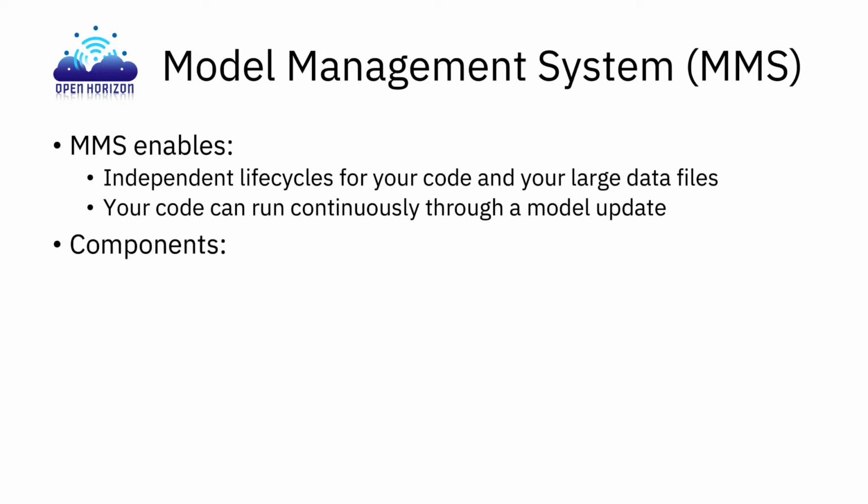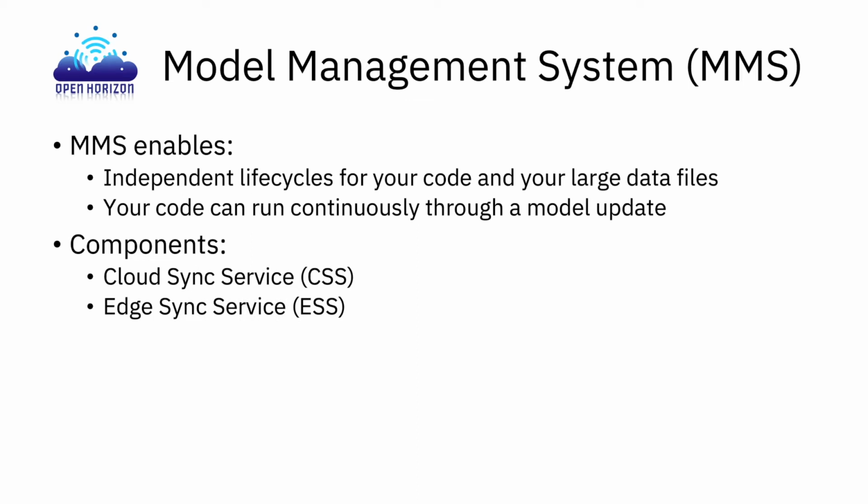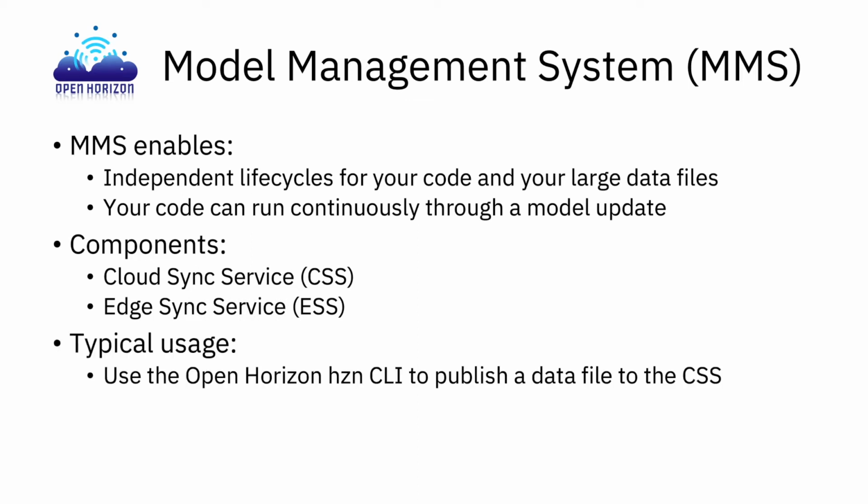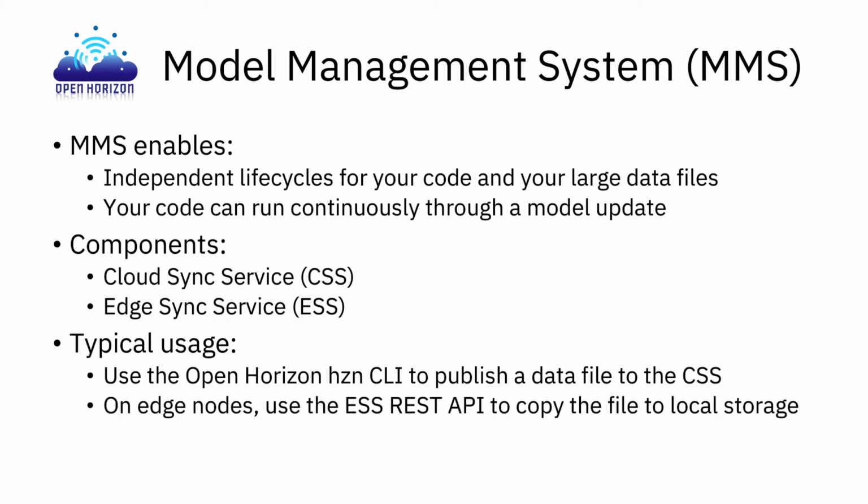And the components of the model management system are the Cloud Sync service and the Edge Sync service. And typical usage is that on a machine that is not your edge node, you would use the Open Horizon CLI, the hzn command, to publish a data file to the CSS. And then behind the scenes, the CSS will reach out to all of the appropriate agents on all of the appropriate nodes in your fleet, and it will interact with the Edge Sync service to deliver the file to those machines. Then on those edge machines, you will need to use the ESS REST API to copy the file into local storage in your container's file space.